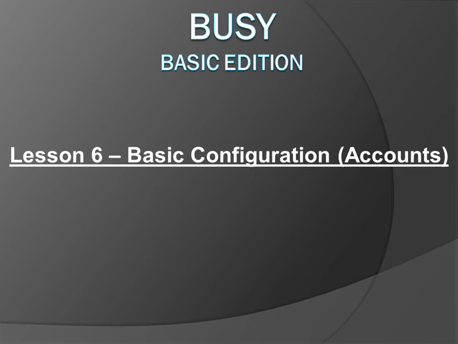Lesson 6: Basic Configuration Accounts. After discussing general basic configuration, we will now discuss the configuration of accounting related features. Basically, we have divided various features into different categories like accounting features, inventory features, general, display setting related features and so on. So, in this chapter, we'll discuss the features and options related to the accounting part.